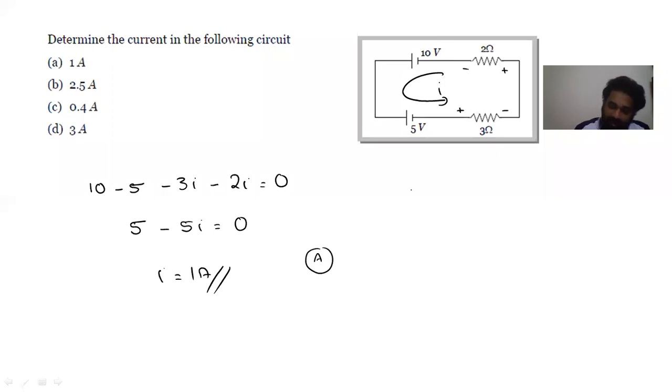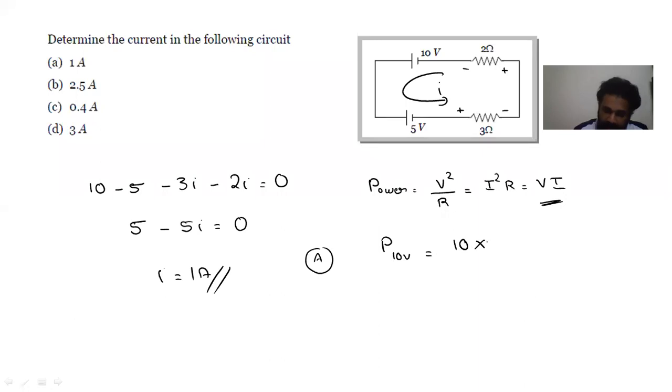See, this 10 volt here, what is the formula for power? Power is equal to either V square by R or I square R, or we can say VI also. Across the battery, the only way to find is VI. So the power across 10 volt is what? Let us consider VI. So 10 into the current, which is 1. So this is going to be 10 watt. And power across 5 volt is 5 into 1, which is 5 watt.